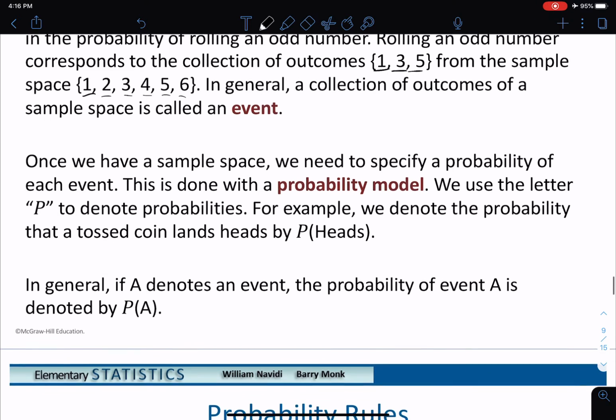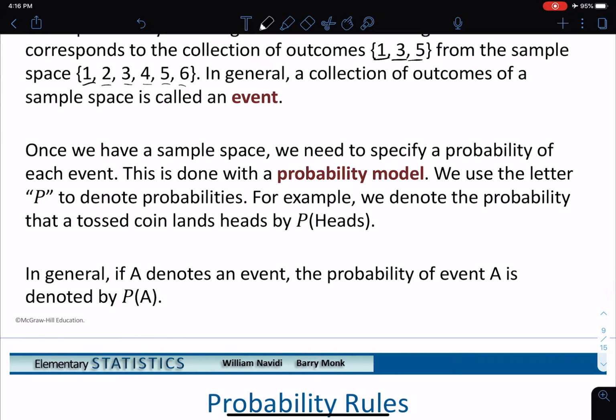We use the letter P to denote probabilities. For example, we denote the probability that a tossed coin lands heads by P of heads. So the probability of heads, when we're talking about theoretical probability, of course, is one head on a coin, and then the total outcomes is heads, tails, so it's 1/2, or as a decimal 0.5 or 0.50.